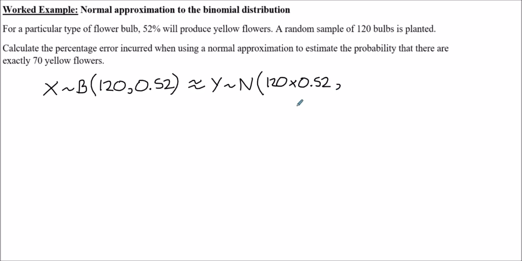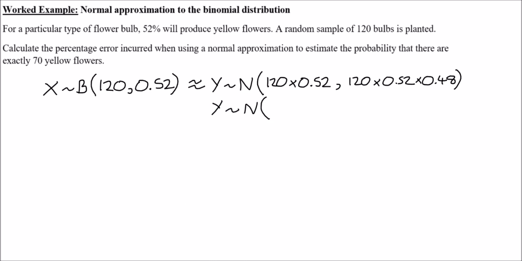And the variance will be 120 times 0.52 times 0.48, in other words, 1 minus 0.52. And this figure here will tell us the variance. So in other words, we could approximate it by the normal.